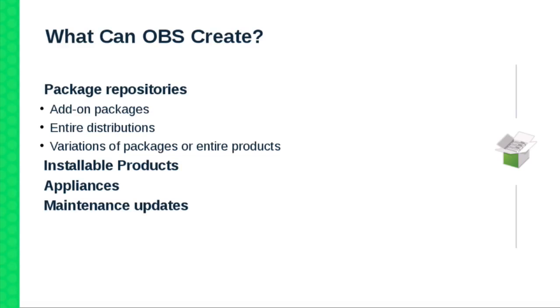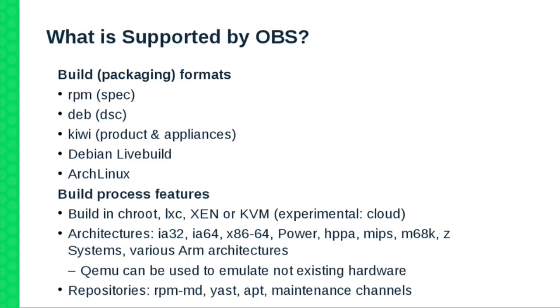So what can OBS create? It can create package repositories, and for us that means add-on packages like the Advanced Systems Management Module or the SDK, but also entire distributions. Variations of packages: you have a package here and want to change that, or only change a command line with different compiler flags, you can do that, or build entire products. You can build installable products, appliances, and we use it also for building maintenance updates. And this is not only SUSE and RPMs, it can build anything from the Red Hat family as well, Debian packages, images for Debian Live Build, and Arch Linux packages.